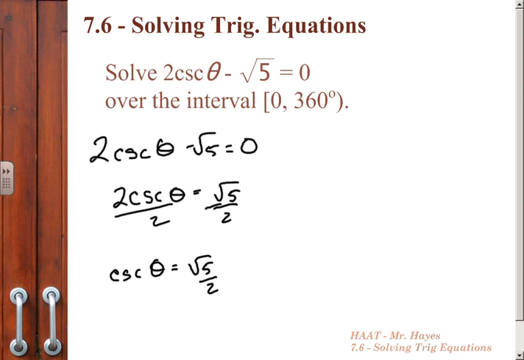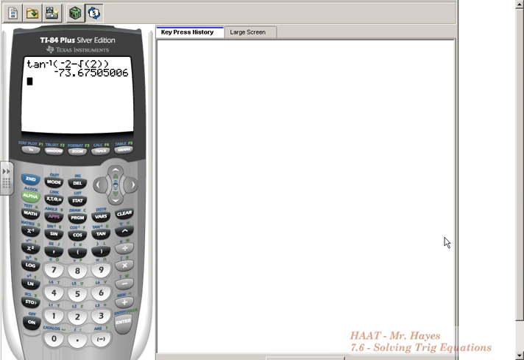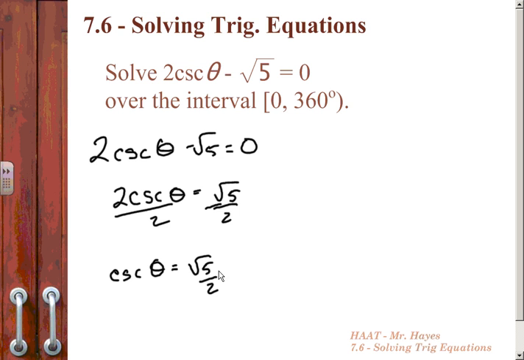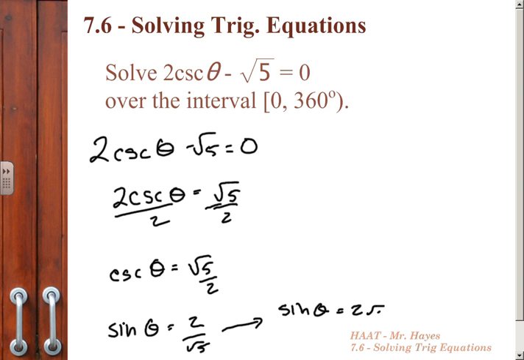Now for the ones, before I forget, I'm going to pull up my calculator here. What will end up happening is that if you have one of the cousin functions, as I call them, cosecant, secant, cotangent, you're going to change it into one of the ones that you know. So for example, sine of theta is now going to equal 2 over root 5. And if you rationalize that, sine of theta is going to equal 2 root 5 over 5.